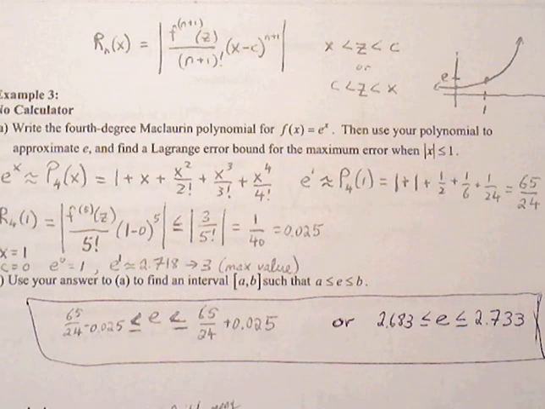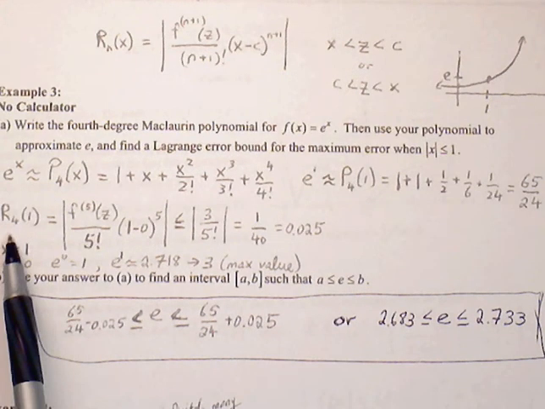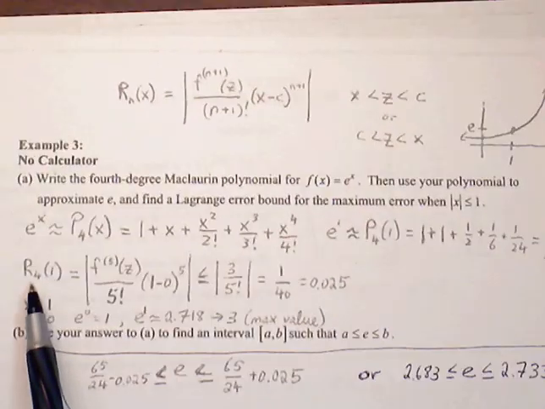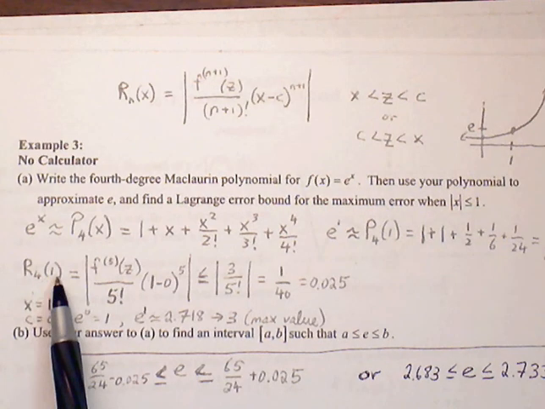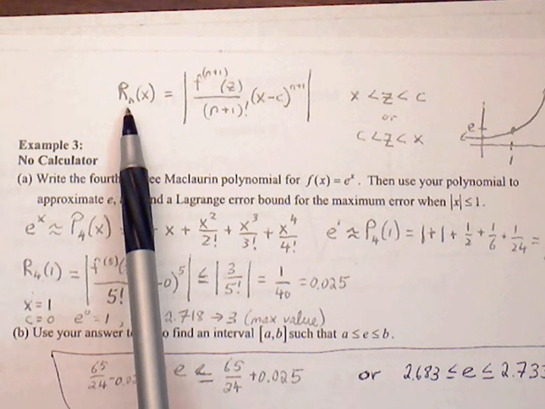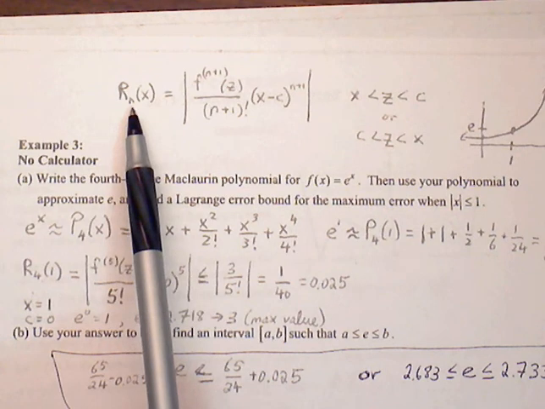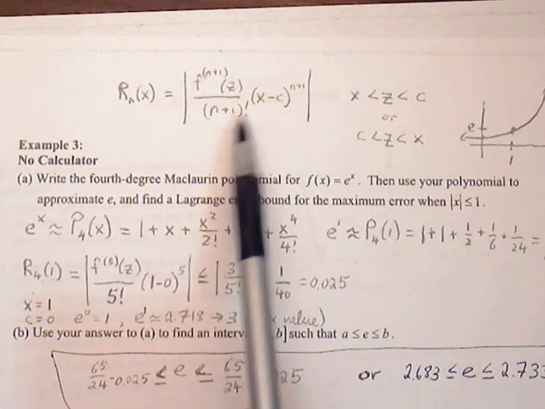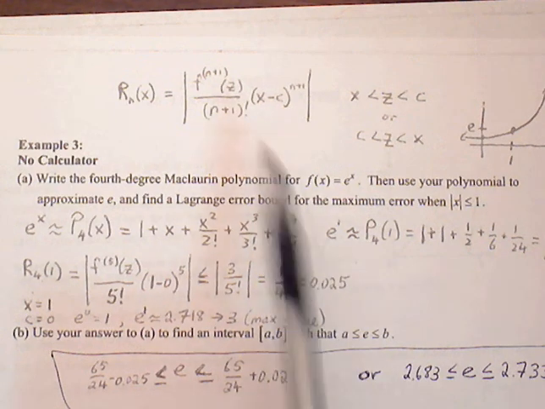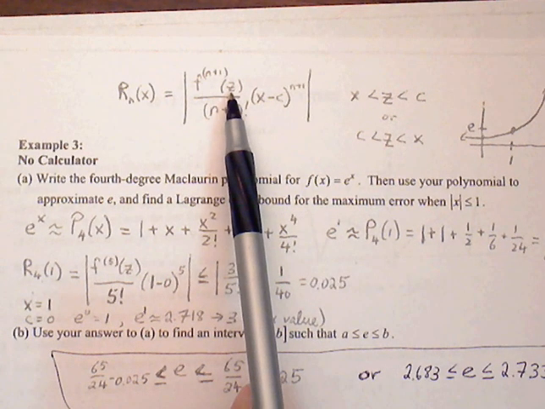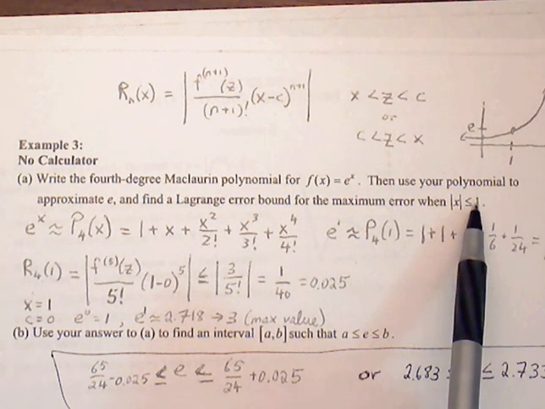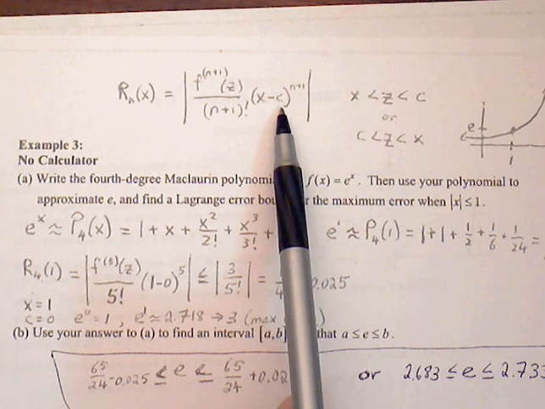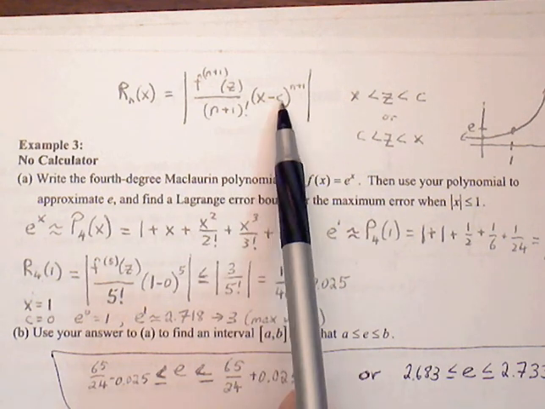Now we want to evaluate the remainder for this polynomial. So the fourth degree polynomial remainder would be R of 4 evaluated at 1. Our n value is 4 because we're dealing with the fourth degree polynomial, and so all of our n plus 1s will turn into 5s. Z we're going to leave alone for now. The x value is the 1. And the c value is going to be 0 because we're dealing with a Maclaurin series, so we know the center is always 0.